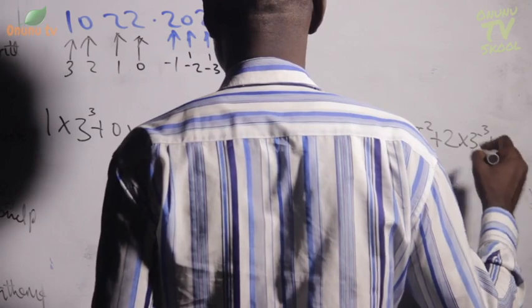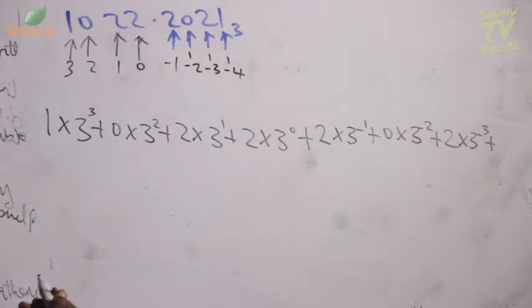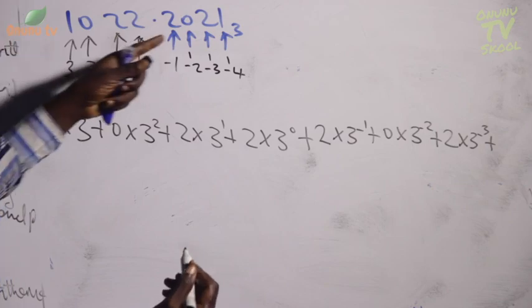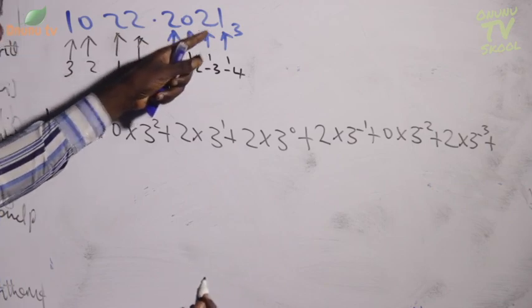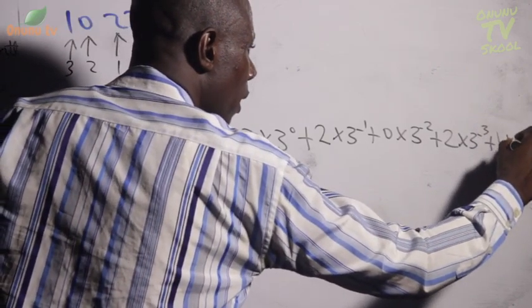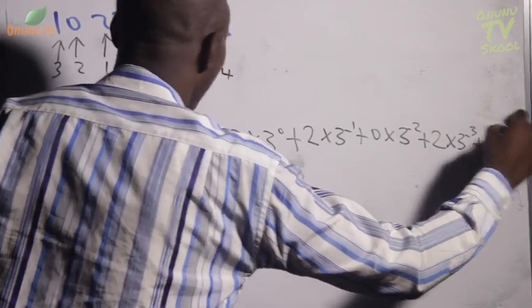So you're covering the board. I don't know how you can write, stretch your hands. Okay, I stopped at 2, raised to the power minus 3. Okay, plus 1 times 3 raised to the power minus 4.